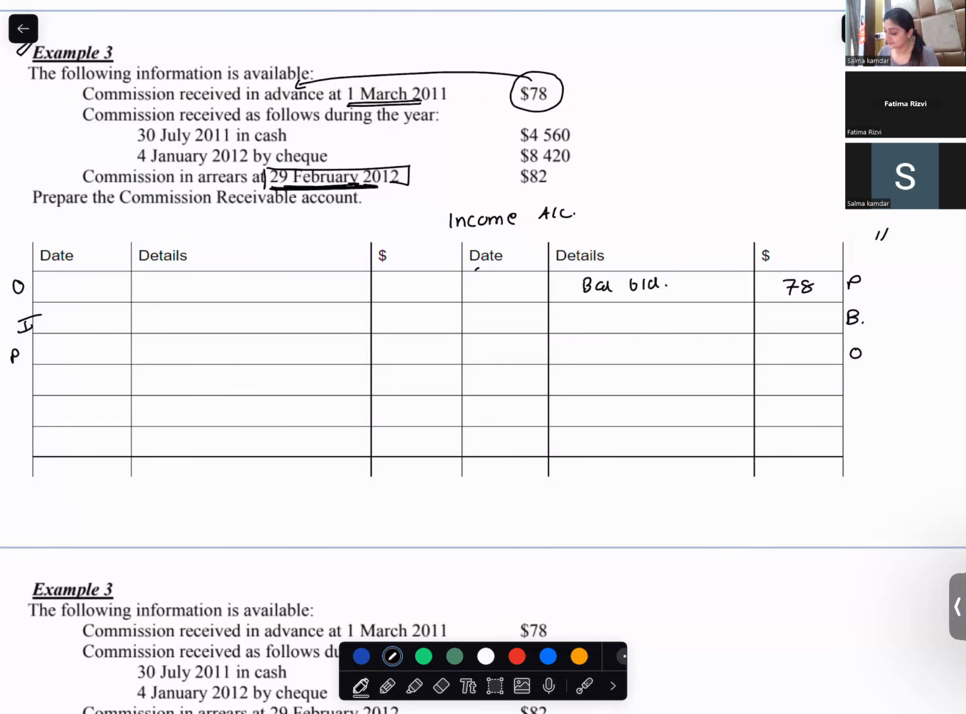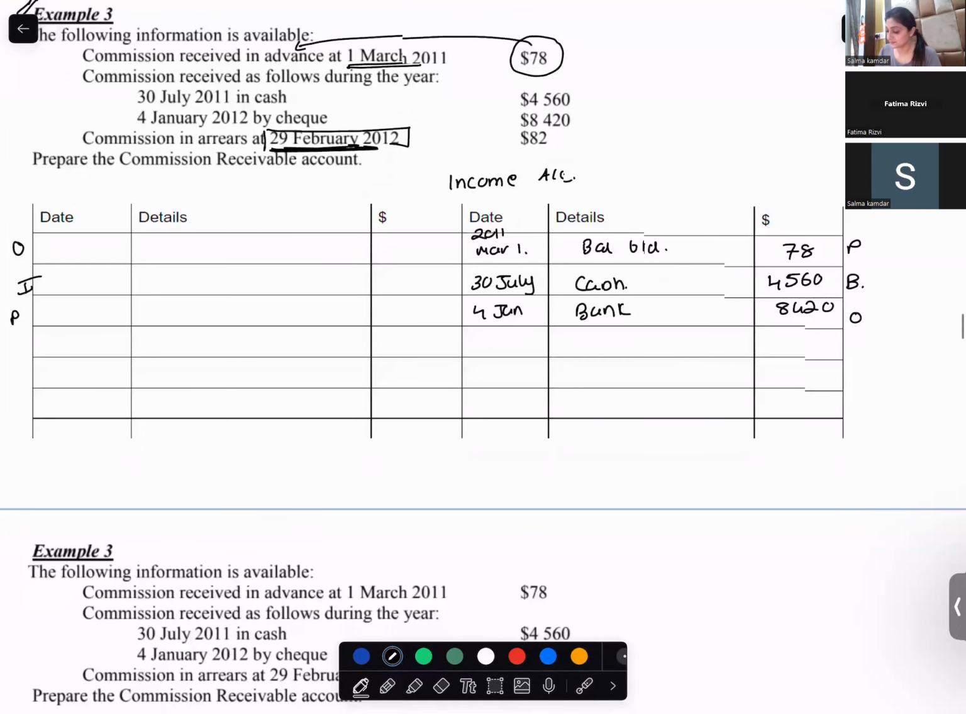Read ahead. Commission received as follows during the year. Where will you record it? On the credit side. What will you write? Cash and bank. Cash 560, bank 8420. Okay, fine.